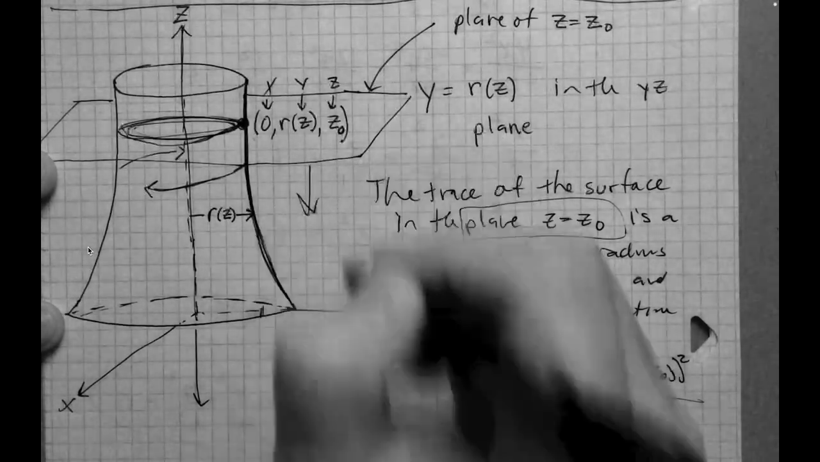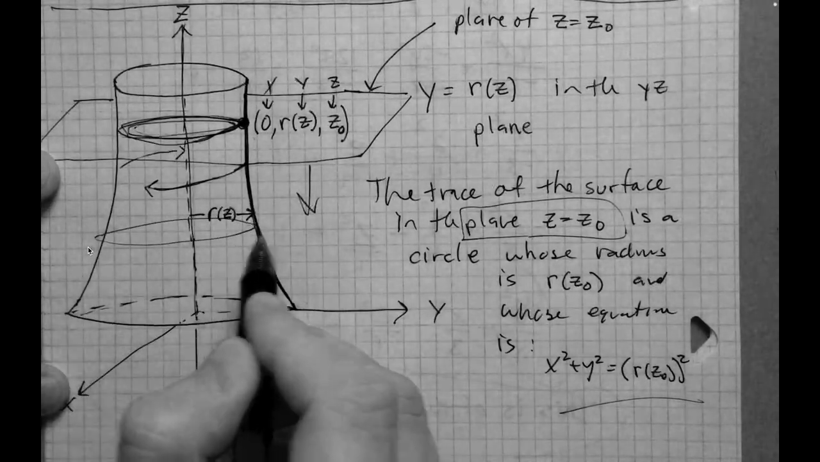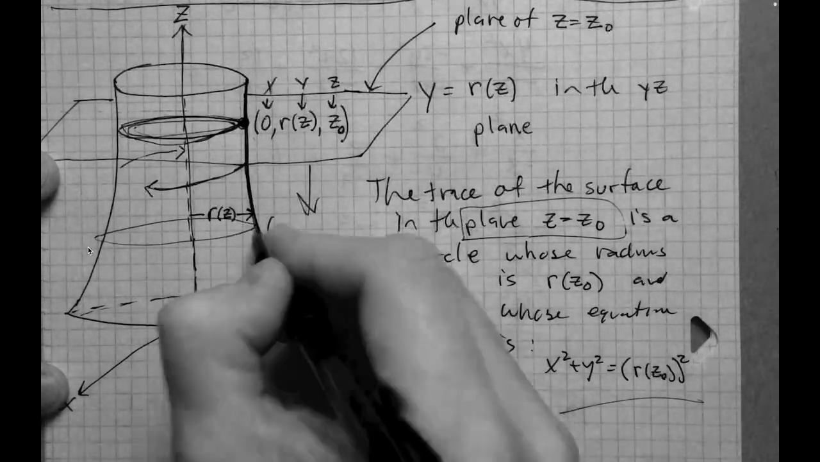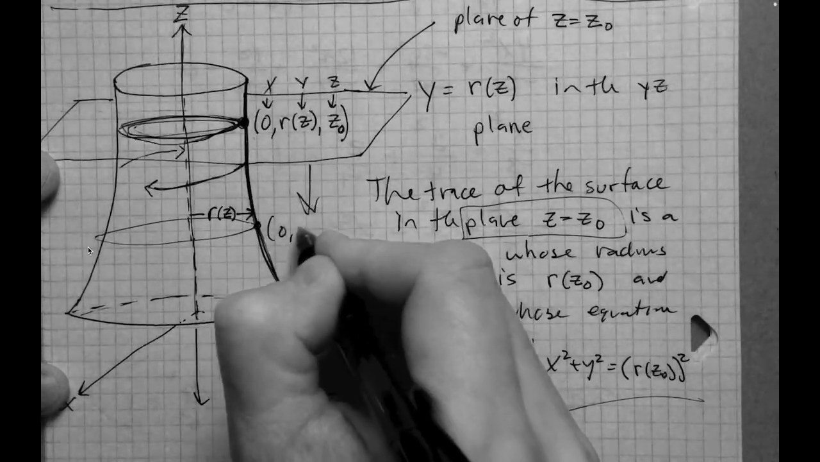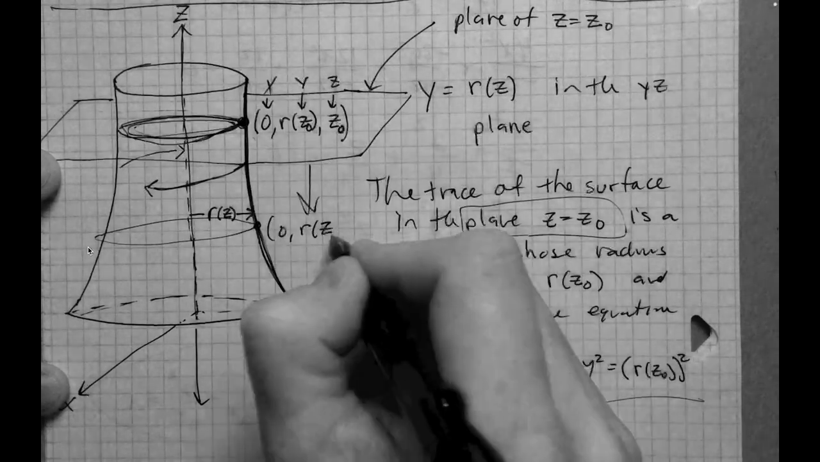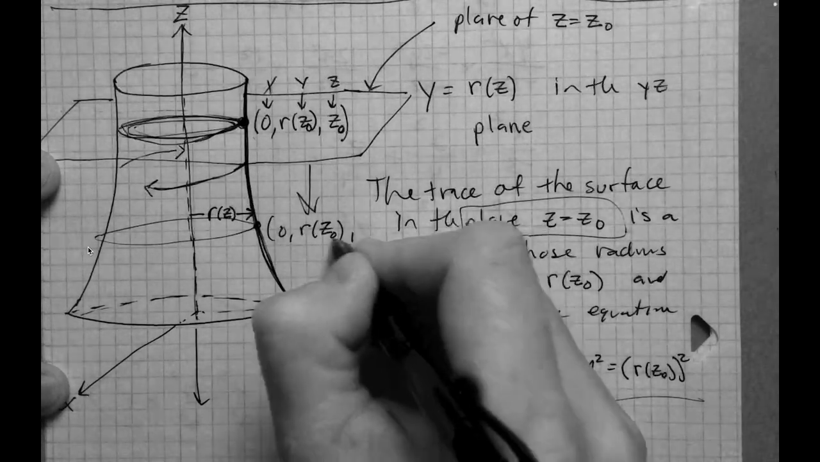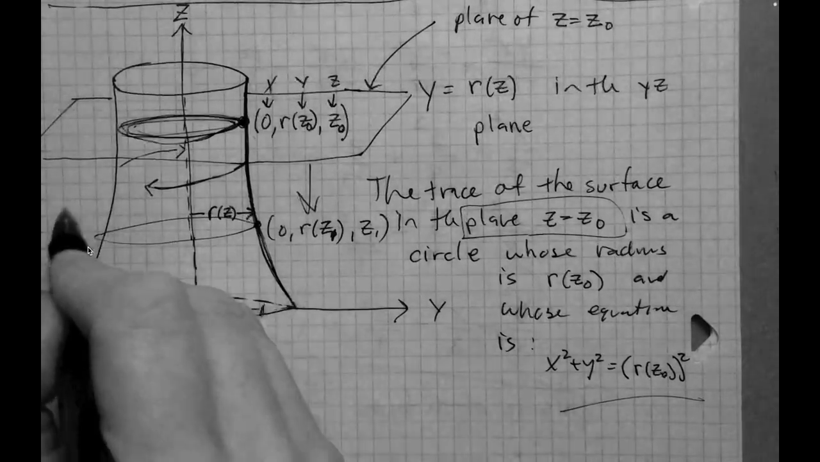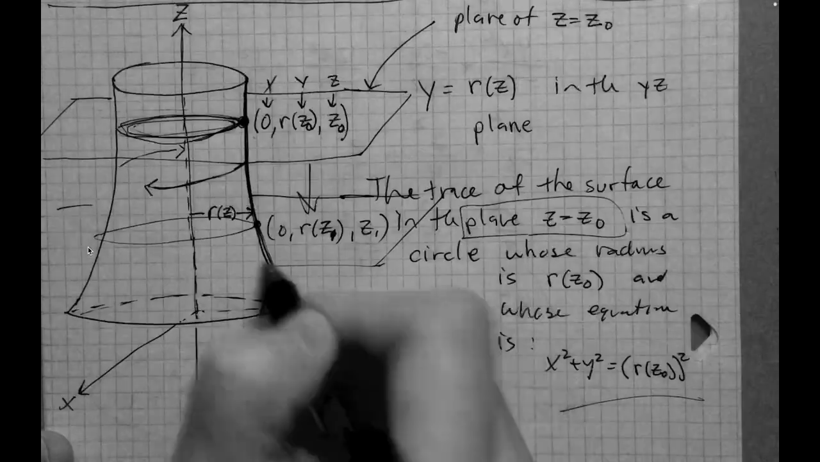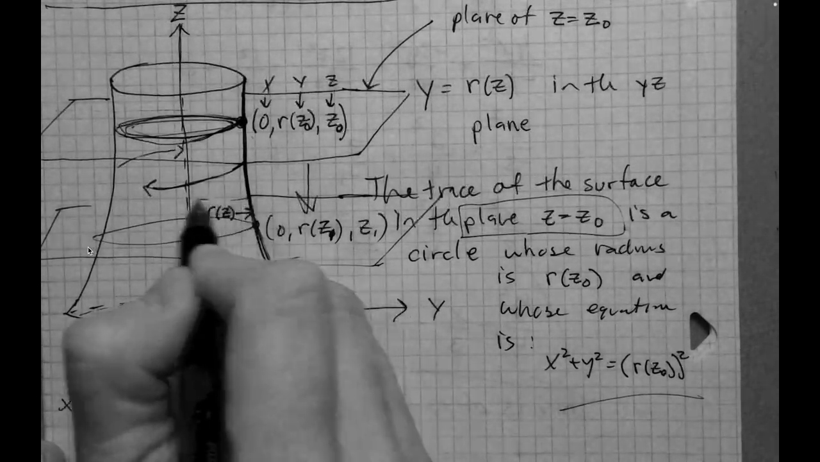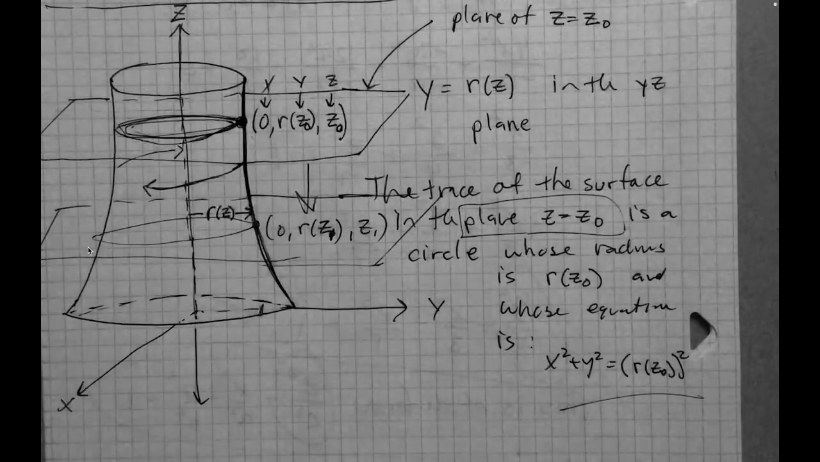And so if the plane goes down, you'll have some other z naught, and this point will change. It'll be 0, r of z naught, and then we'll put 0, r of z1, and z1 we'll say. So the plane can move up and down here. Hopefully that's coming across. You have to use your visualization skills quite a bit here.